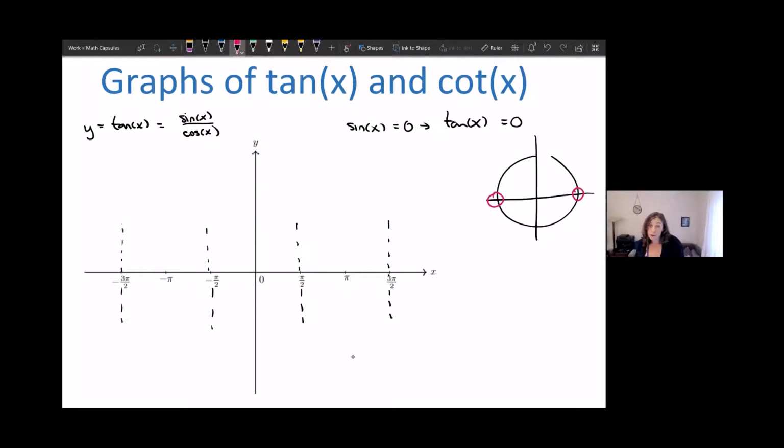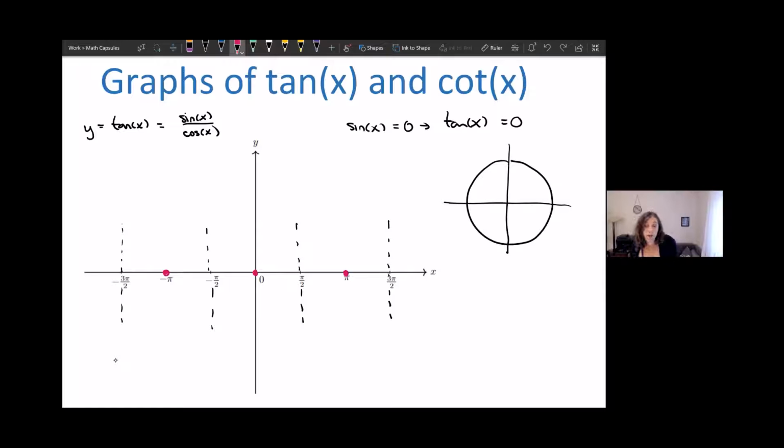Now I need to know which angles those are. Well, the first one would be 0. Then if I go a half turn around, I reach positive pi. If I keep going a full turn around the circle, I reach 2 pi. Going into the negatives, I could go a half turn around in the negative direction, that's negative pi. Full turn around in the negative direction, that's negative 2 pi. So the places where tan would be equal to 0, out of what I can see on the graph right here, are at x equals 0, x equals pi, and x equals negative pi.